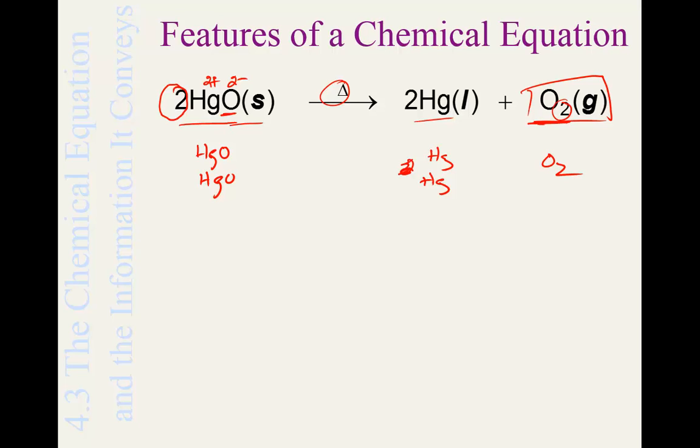You can think of it in terms of individual atoms and molecules, or you can think about it in terms of moles. But I think it's more helpful to think of it in terms of individual atoms initially. So this would be like 2 molecules or formula units of mercury 2 oxide. When heat is applied, it will form 2 atoms of mercury in a liquid phase and 1 molecule of oxygen.